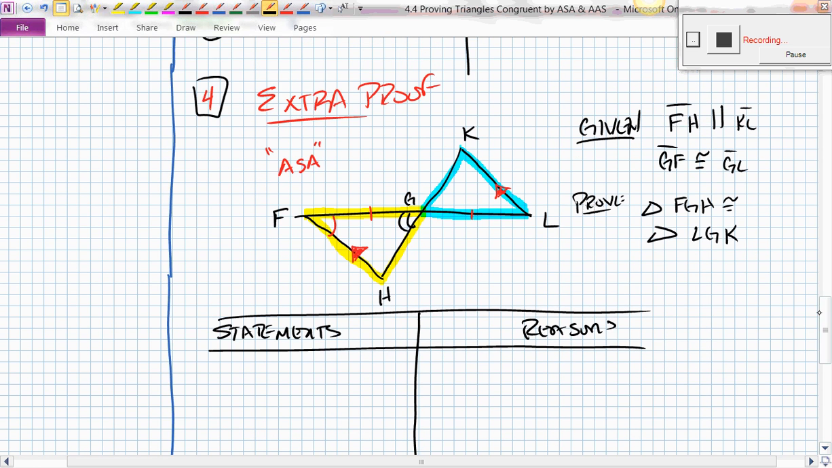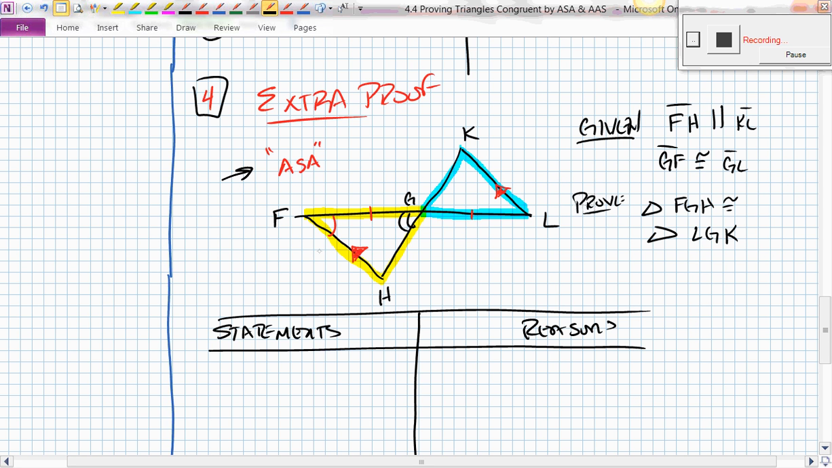Students wanted an extra proof yesterday just to get some extra practice underneath their belts. So here's what we got. I know that FH is parallel to KL, and I have that highlighted with my red triangles there. And I know that GF is congruent to GL, so I have parallel lines and I have a side, and I'm trying to prove that the yellow triangle is congruent to the blue triangle. And we came up with using the idea of going angle, side, angle.